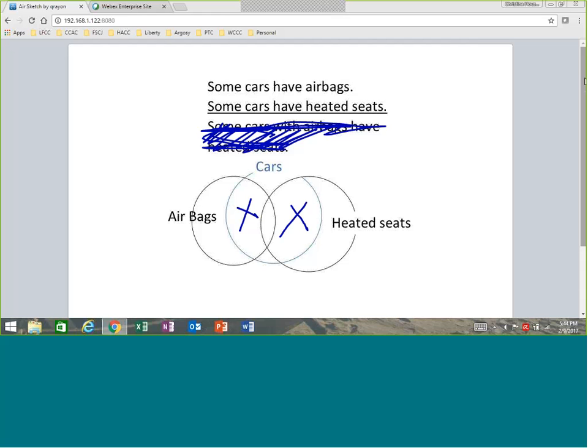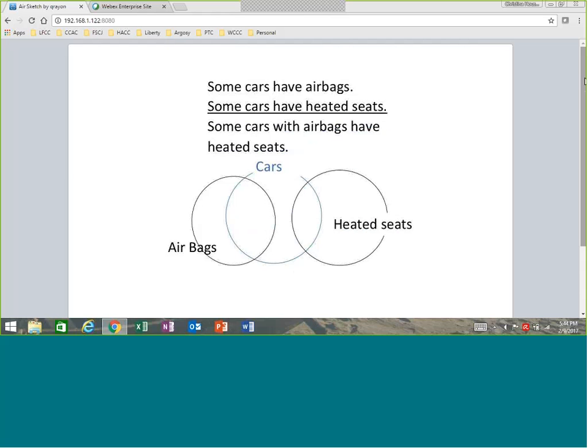Now, it could be that instead of these two X's there, they're actually in the same place. Like if I do this, that still works. Some cars have airbags, some cars have heated seats. Putting that X in that one spot works for both of those premise statements.